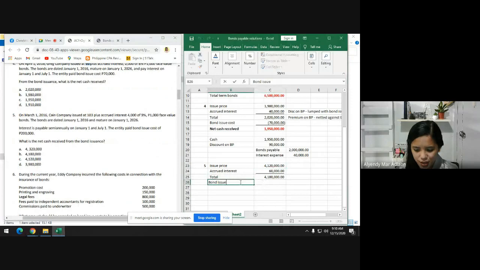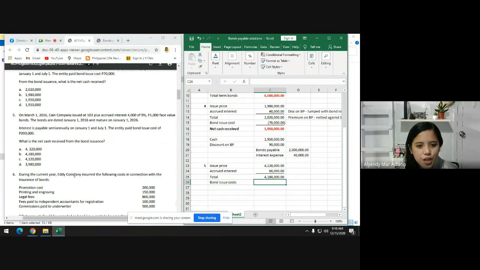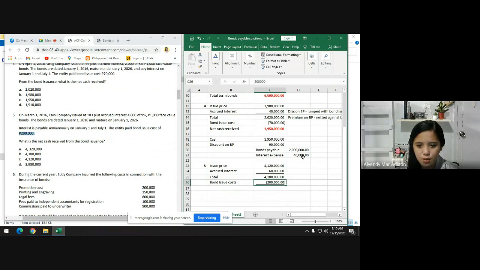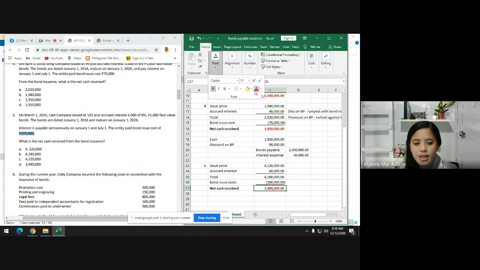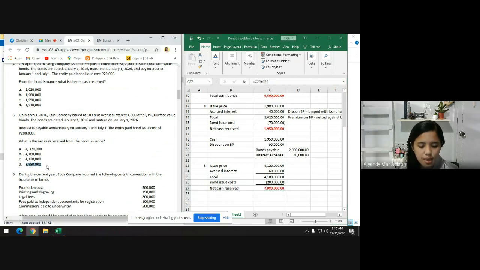Okay? So bond issue cost. For the bond issue cost, we have 200,000. So of course that is a deduction, no? 200,000. So how much is the net cash received? Okay, for the net cash received, 4,180 minus 200, that is 3,980,000. That is letter B.